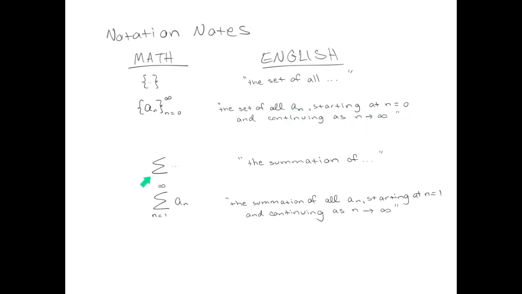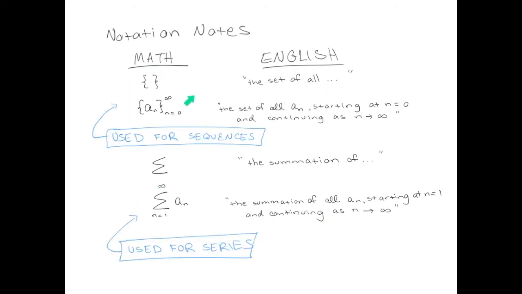For other notes, we can have a summation symbol. This stands for the summation of dot dot dot, and then whatever is here would continue the sentence. So a more complete example is that we could have the summation of all a_n starting at n equals 1 and continuing as n goes to infinity.